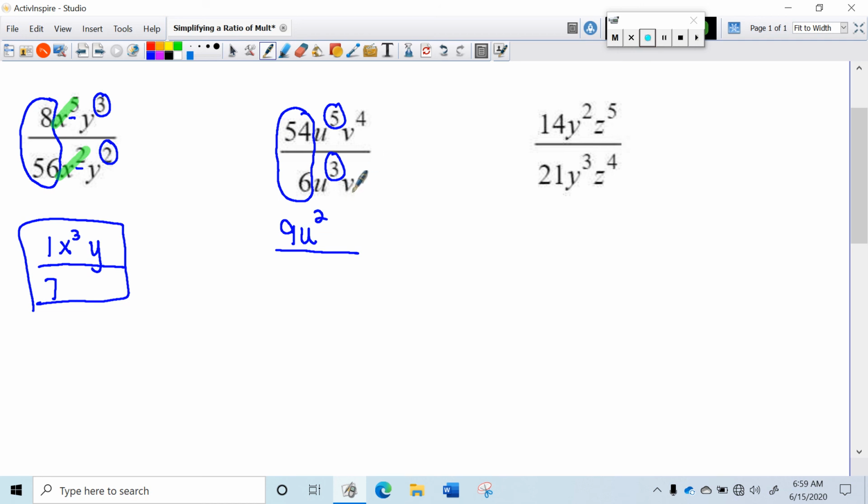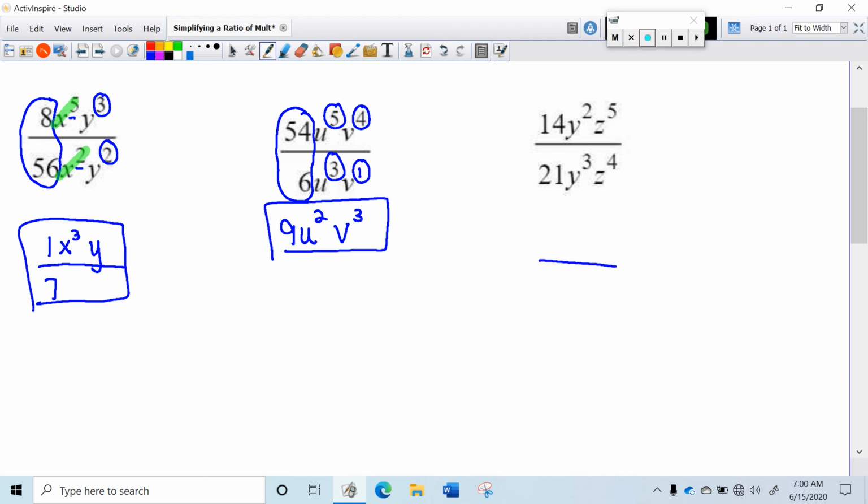For the v, if a letter doesn't have an exponent, it's assumed to be a 1. So 4 and 1, the largest exponent is 4. It's on the top, which means my v is on the top. And subtract. 4 take away 1 is 3. So in that particular answer, we actually do not have a fraction because everything stayed on the top.